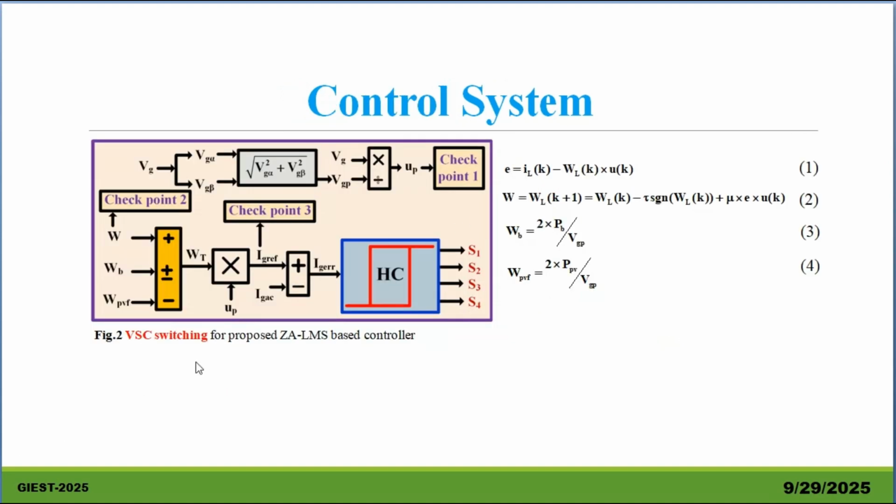Control system. Figure 2, VSC switching for the ZA LMS based controller. Here the control system is represented. Equation 1, the error of the proposed algorithm. Equation 2, the fundamental weight of the proposed algorithm. Equation 3 is the weight of the battery component, and equation 4, the weight of the PV system. After implementing this algorithm, we finally get the VSC switching for single phase: S1, S2, S3, S4.